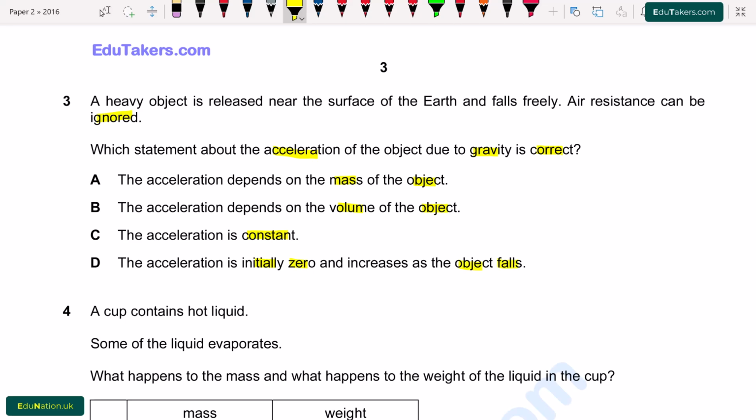First of all, here we ignore the air resistance. So acceleration remains constant. In the option D, it says that acceleration is initially 0 and then increases. So D option is incorrect from here. Options A and B are also incorrect because acceleration does not depend upon the mass or volume. So acceleration is constant. Only correct option is C.